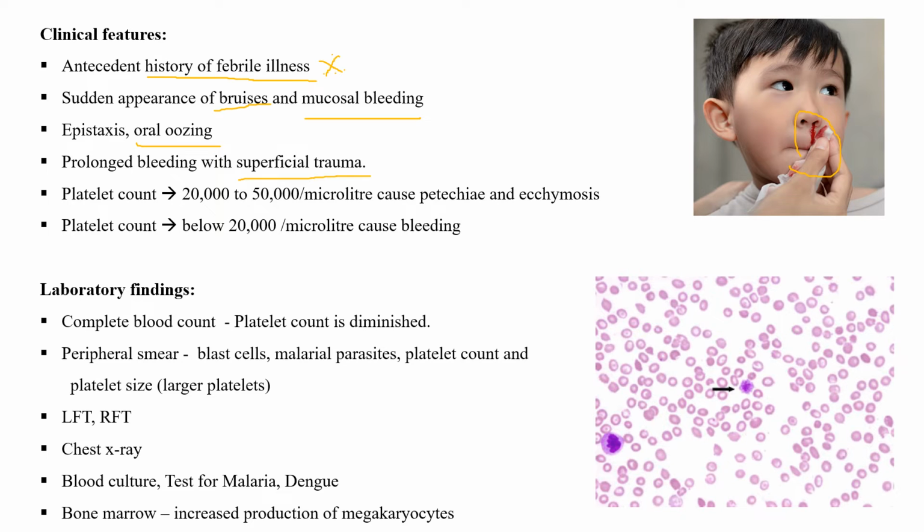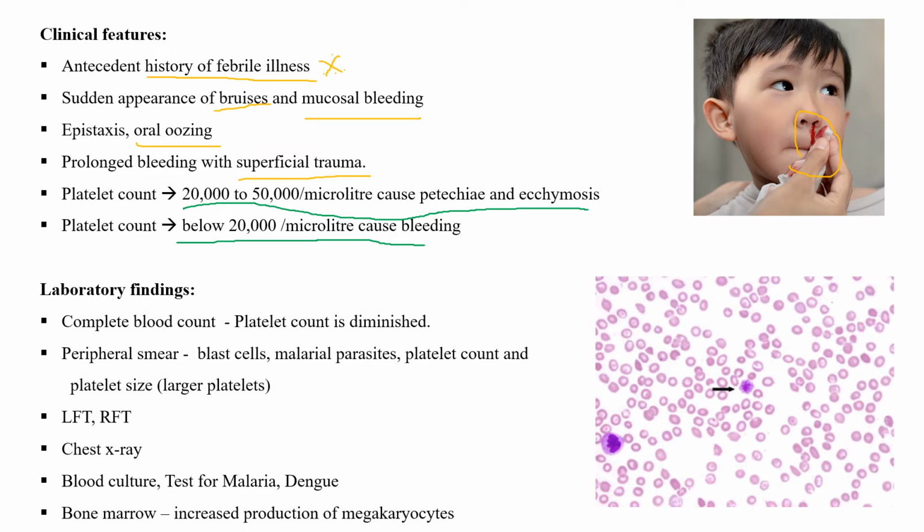These are some of the clinical features, but we have to know when the patient will develop bleeding. Bleeding will develop only when the platelet count goes below 20,000 per microliter. Whereas if it is somewhere around 20,000 to 50,000, it will just cause petechiae and ecchymosis and there will not be any frank bleeding.